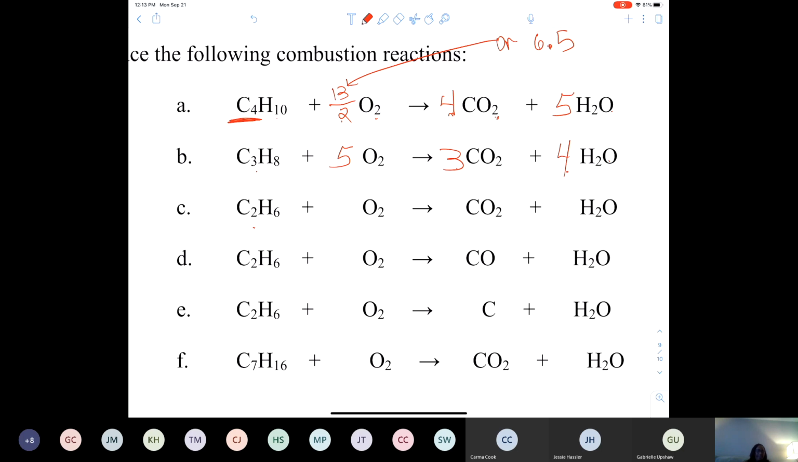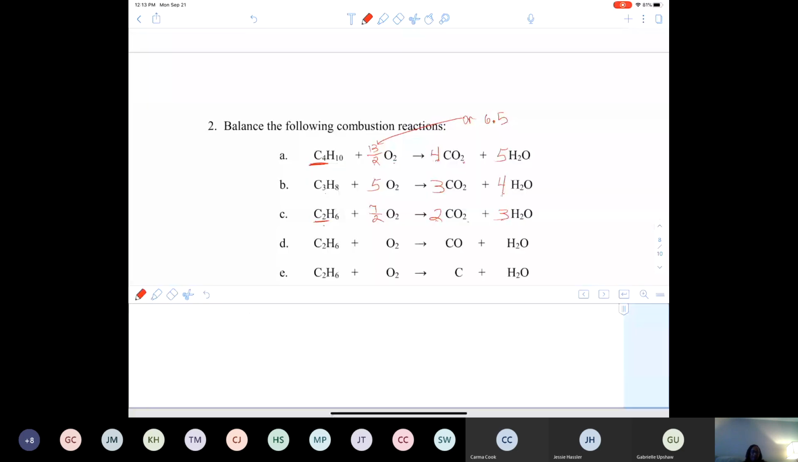Now the next one is ethane. That's a 2 carbon hydrocarbon. So we balance our carbons first. Next, we balance our hydrogens. We've got 3 plus 4, which is 7. So we need a 7 halves to balance the oxygens. So note again, we've got an even number of carbons. We needed a fraction to balance the oxygens.